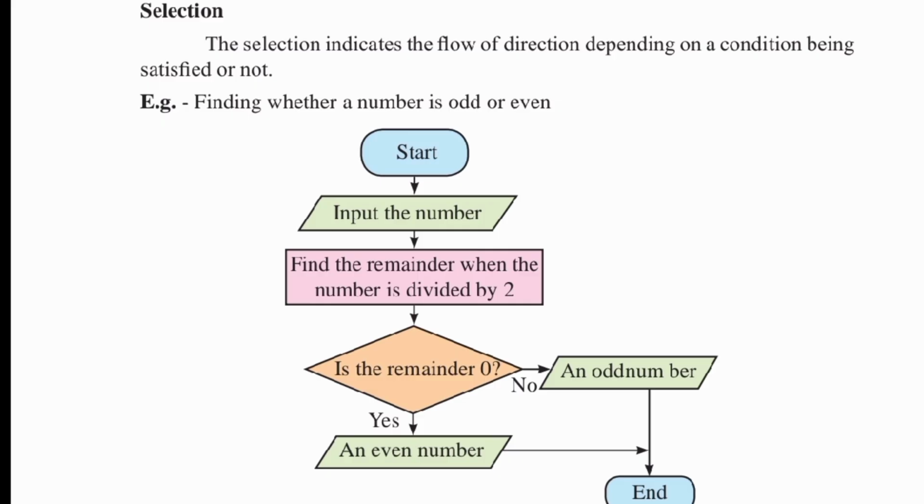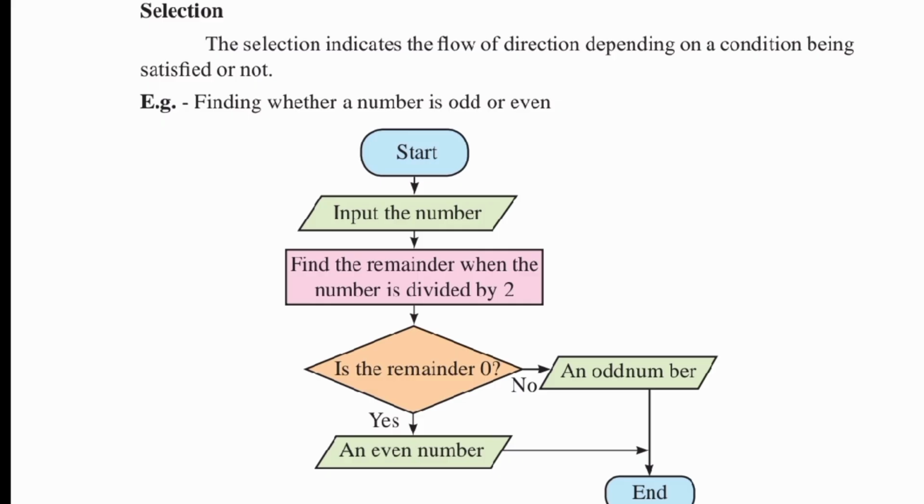Like in this given example, you can see that you have to input the number and then find the remainder when the number is divided by 2. And there's this diamond shape image, right? So it says is the remainder 0, and then towards down you have an arrow showing an even number to the yes, and to the right side you have no, and it says an odd number, and then it all connects to the end, right?